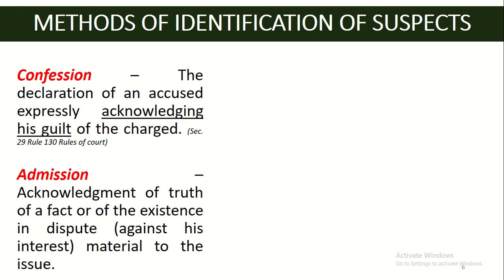Now let's talk about the methods of identification of suspect. Commonly, we have confession and admission. Now, how do they differ from one another? Confession is defined under Section 29 of Rule 130 of the Rules of Court, which provides that confession is the declaration of an accused expressly acknowledging his guilt of the charge. In short, it is the acknowledgement of being guilty on the part of the suspect for the crime charged or having committed the same. On the other hand, admission, in other words, is to acknowledge personal knowledge on the part of the suspect regarding the existence of a fact which is material to the issue.